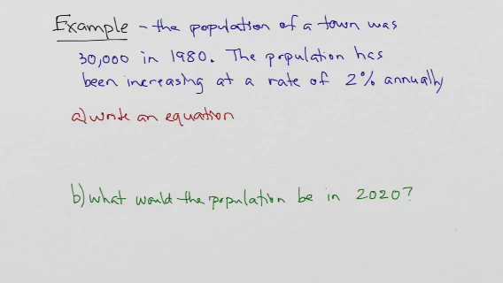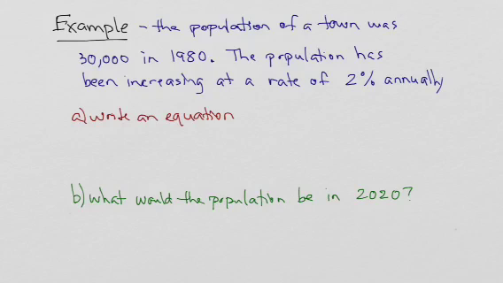Anyway, example. The population of a town was 30,000 people in 1980, and the population has been increasing at a rate of 2% annually. Now again, that's an average rate. It's not going to be exactly that every year, but that's kind of what happens. Populations usually increase or decrease at a steady rate.